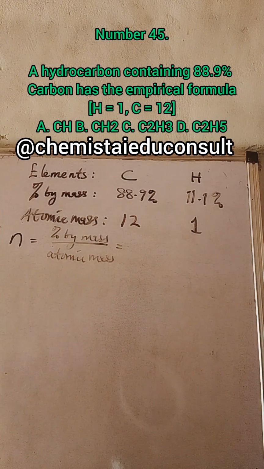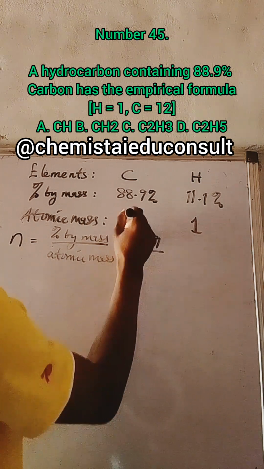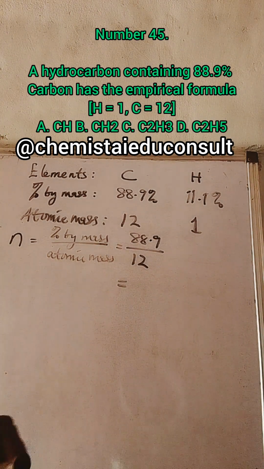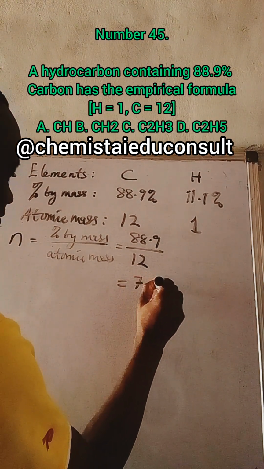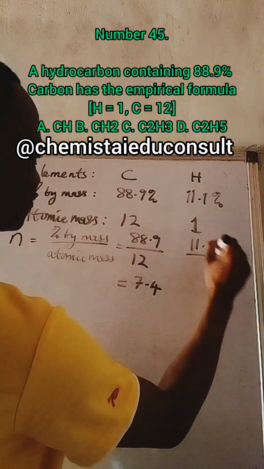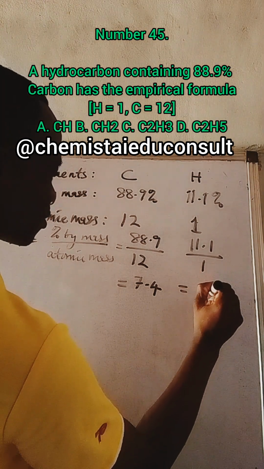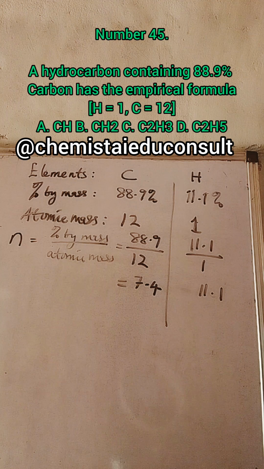What do we now have? Percentage by mass of carbon is 88.9, atomic mass 12. So what do we have here? That is 7.4. Coming here, 11.1 divided by 1, we have 11.1. So let me use a line to demarcate all this.